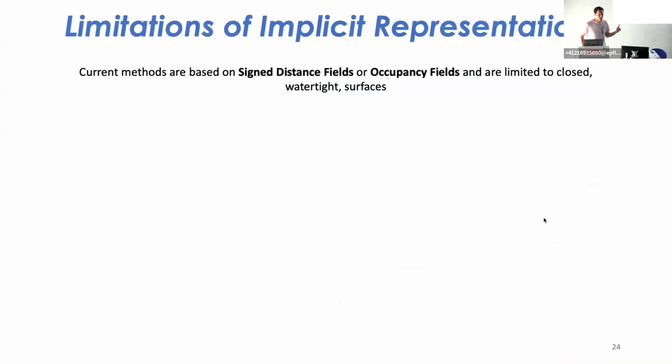Okay. Any questions on SDFs? Yes. So what happens if we linearly interpolate from one embedding to another? What happens with the shape? You do get something in between. Yes, you do.